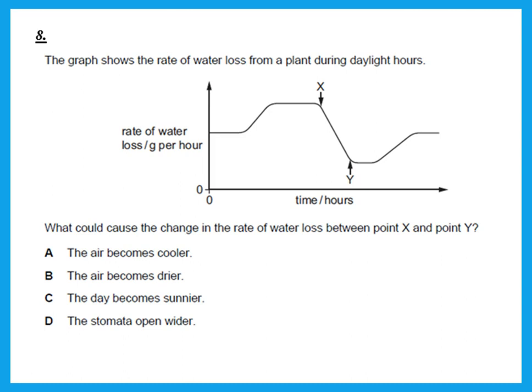The graph shows rate of water loss. What could cause the change in the rate of water loss between X and Y? Again, the rate of water loss is decreasing, less transpiration. So which of these would make less transpiration? Again, the air becomes cooler. So less temperature, less transpiration.